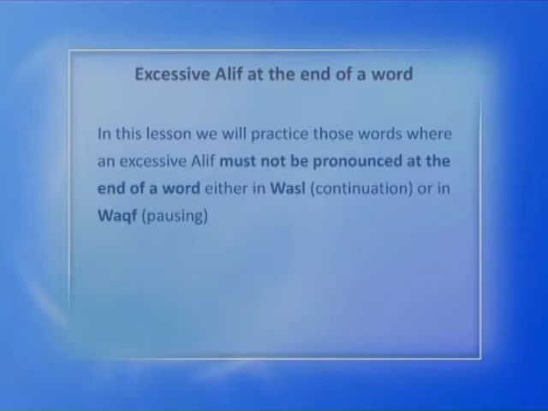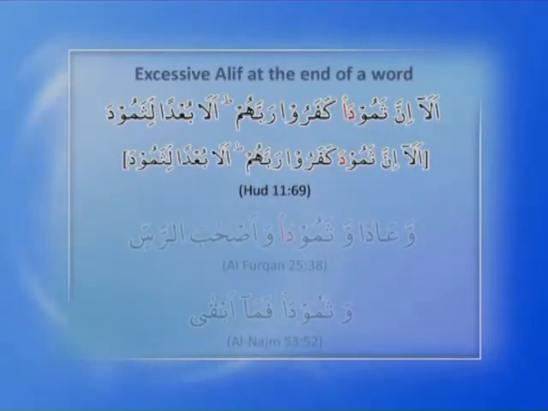Now, in this lesson, we shall practice those words where an excessive alif must not be pronounced at the end of a word, either in wasl, wasl means continuation, joining, or in waqf, pausing, making a stop. Now, this is example from Surah Hud, chapter 11, verse 69. You can find here ala inna thamuda and dal followed by alif. And on alif, there is a small circle. It means this is an excessive alif. And this information you can find on the margin as you have explored last time in lesson 29. And we do this practice.